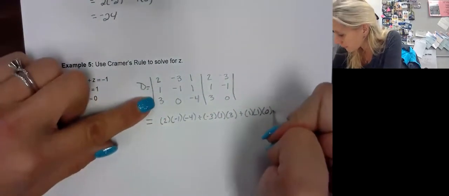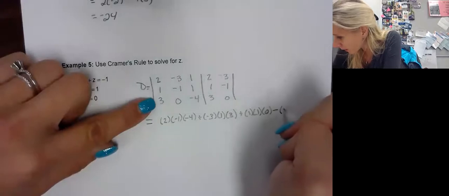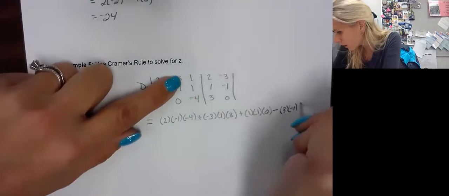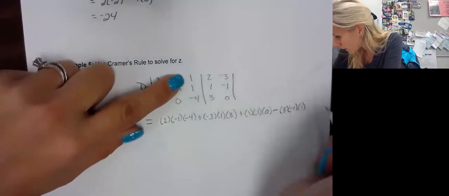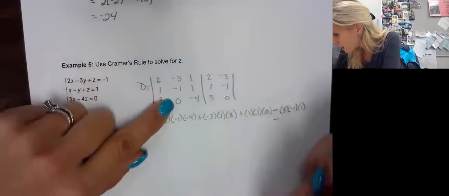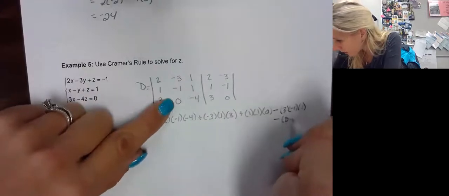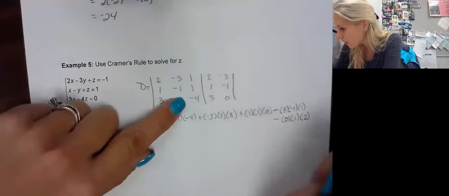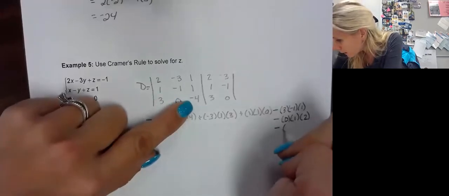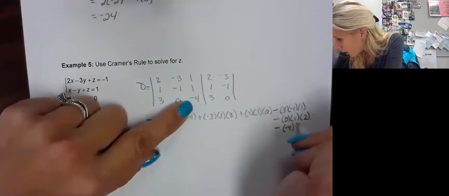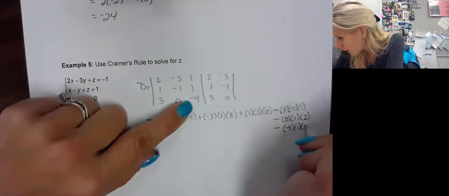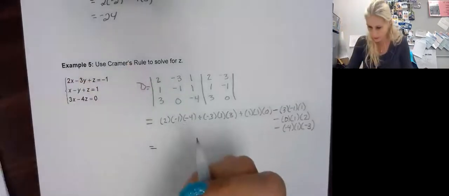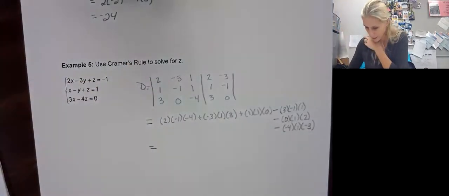All right, so I'm going to subtract. I'm going to start down below here. So 3, -1, 1. Subtract again and get 0, 1, and 2. Subtract one more. -4, 1, -3.